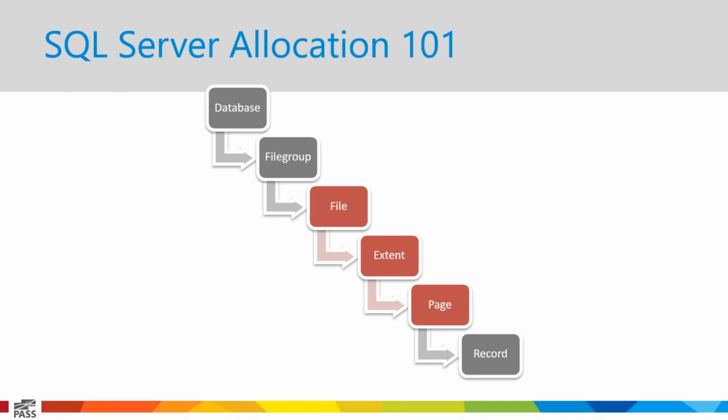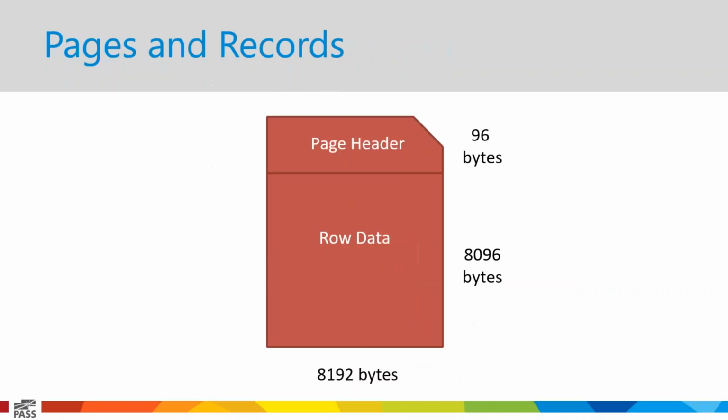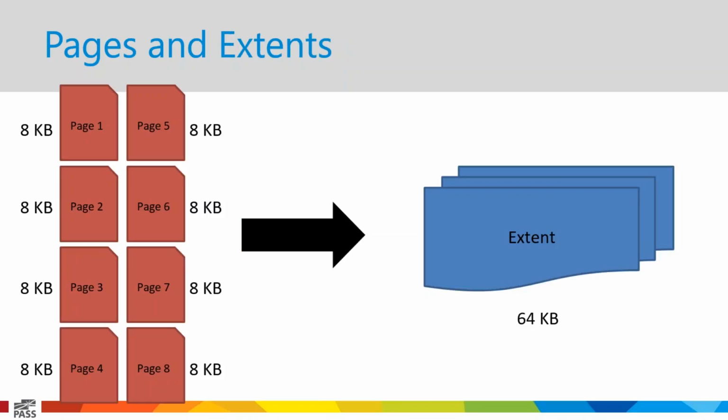So records are the actual individual rows that you're storing. They are stored on something called a page, which is an 8 kilobyte structure. So the page has a page header, which is 96 bytes, row data of 8096 bytes, and all of this together is 8192 bytes. And this is the fundamental storage unit for SQL Server. So whenever people are talking about pages, they're always talking about this same structure. That includes in Tempdb. Now a group of 8 of those pages is called an extent.